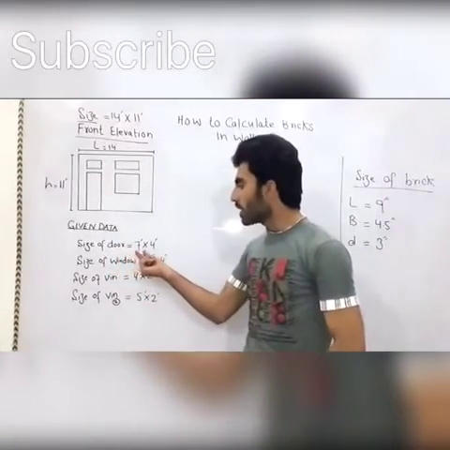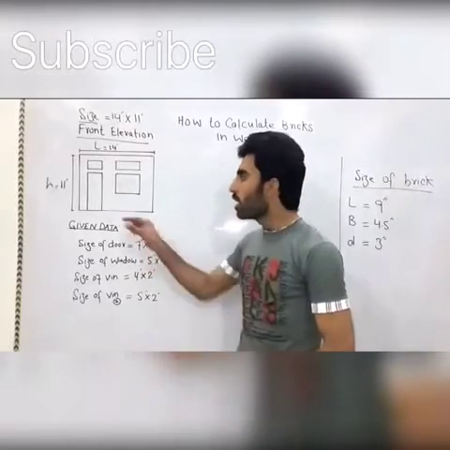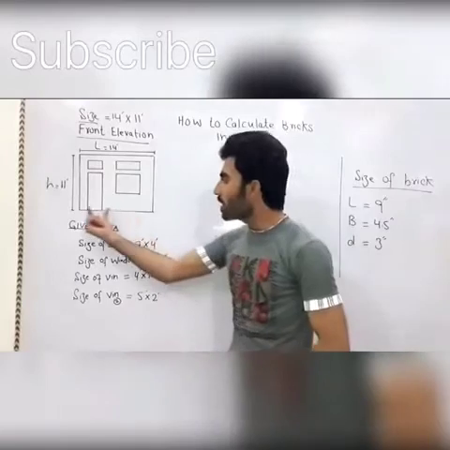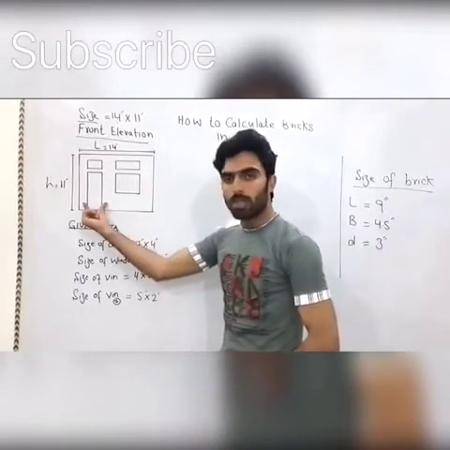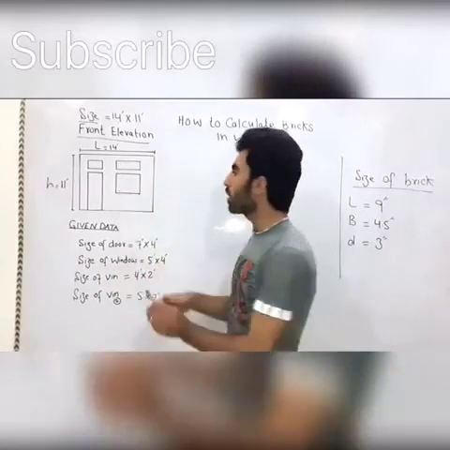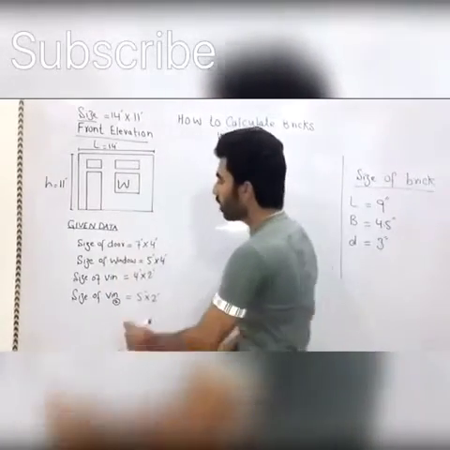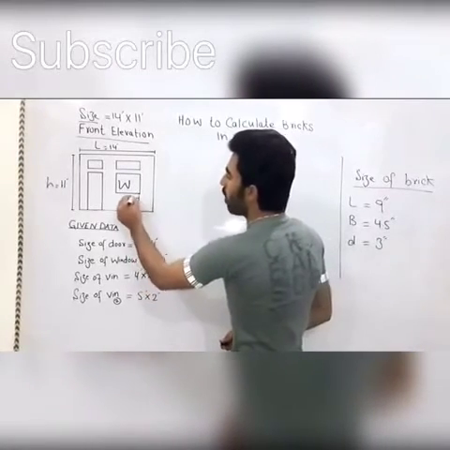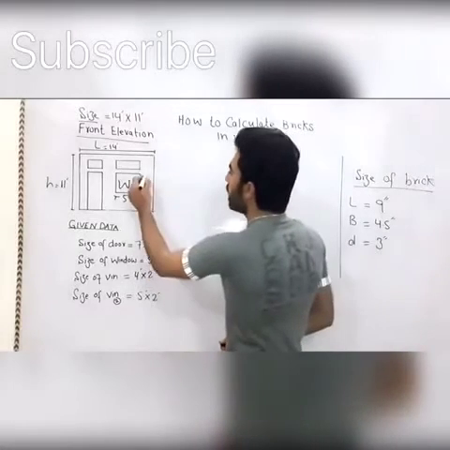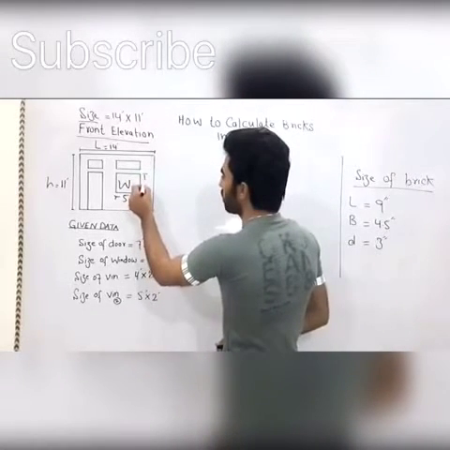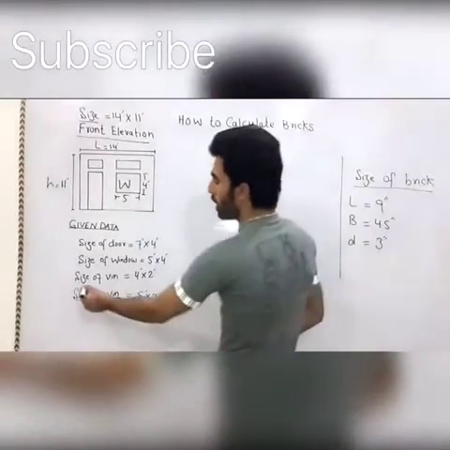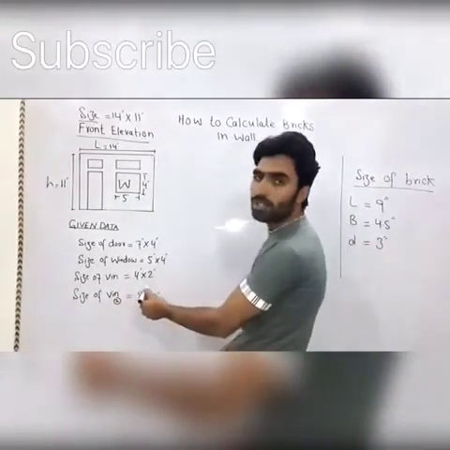The size of the door is 7 feet multiplied by 4 feet, so 7 feet is the height of the door and 4 feet is the breadth of the door. The other one is the size of the window. So this is the window. 5 feet is the length of this window and 4 feet is the height of this window.